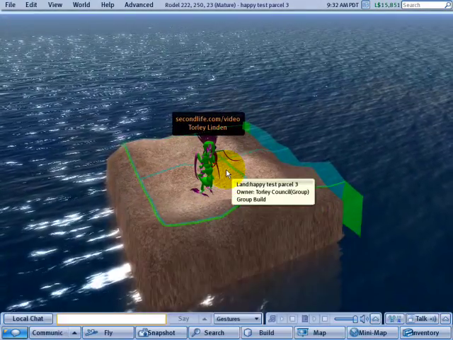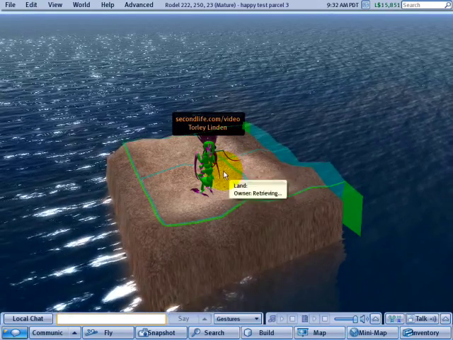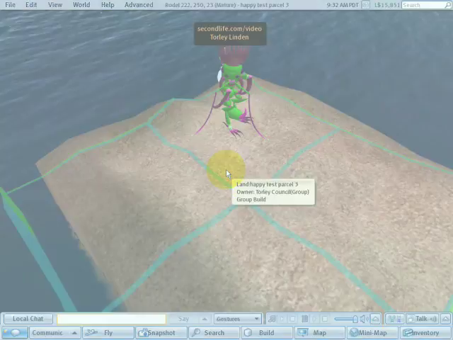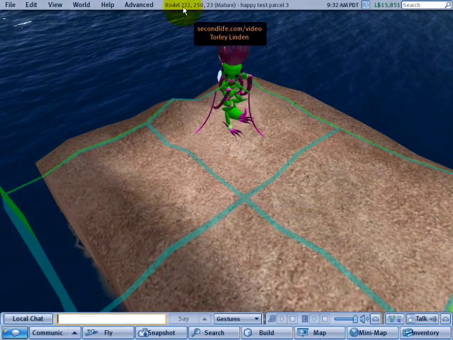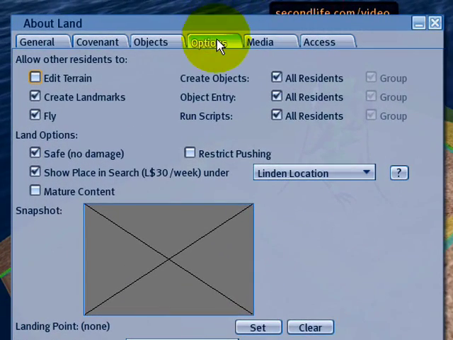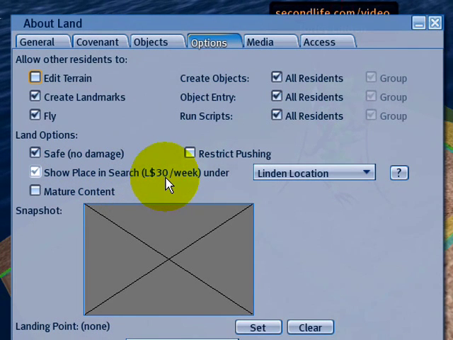I'm going to teach you about what group liabilities are today. You may have seen this. First of all, let's get this right. Go up to About Land, and here in the Options tab, Show Place in Search. This is the most common kind of group liability you can receive.